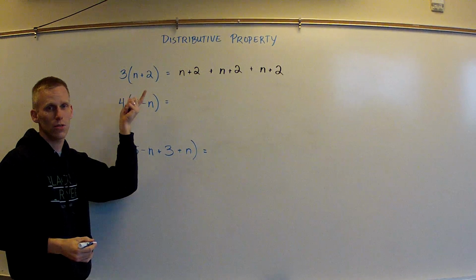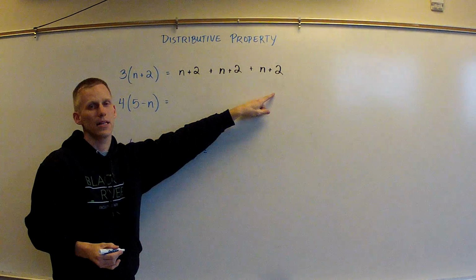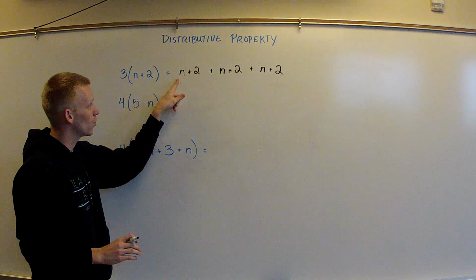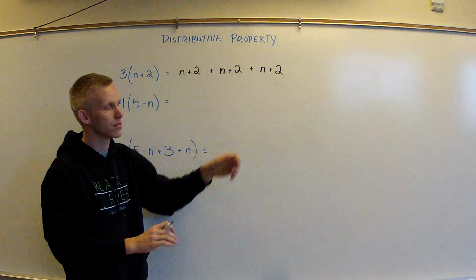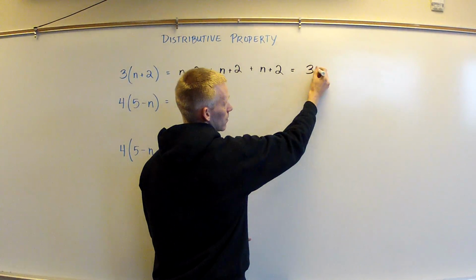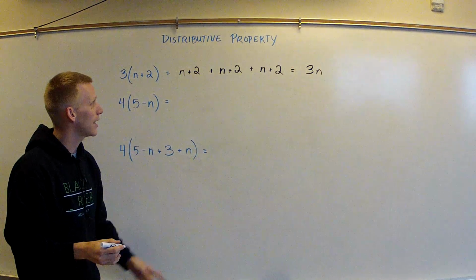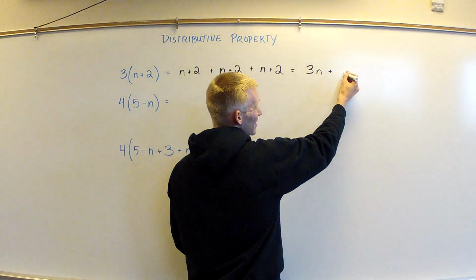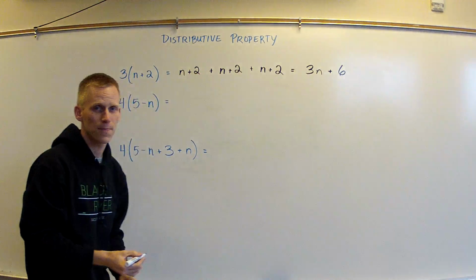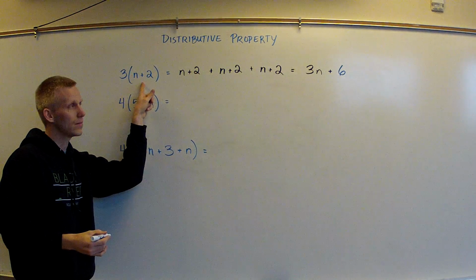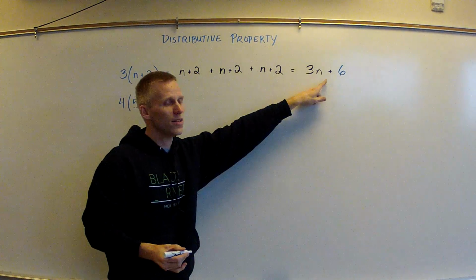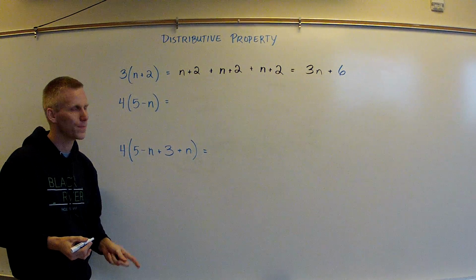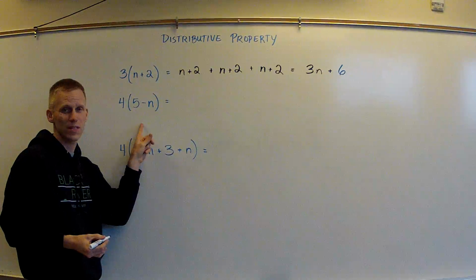3 n plus 2's. Well, once I write it like this, it's pretty easy to actually simplify this because I've got 1, 2, 3 n's. Well, we can write that as literally 3 n's. And I've got 1, 2, 3 2's. Well, 2 plus 2 plus 2 is 6. So this expression can be simplified into this expression, right? And you might be wondering, well, where did the distribution happen? We're going to get there, but let's first write out this next problem.